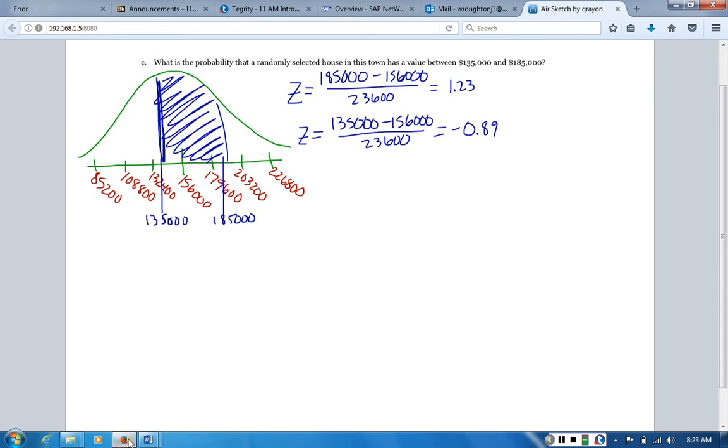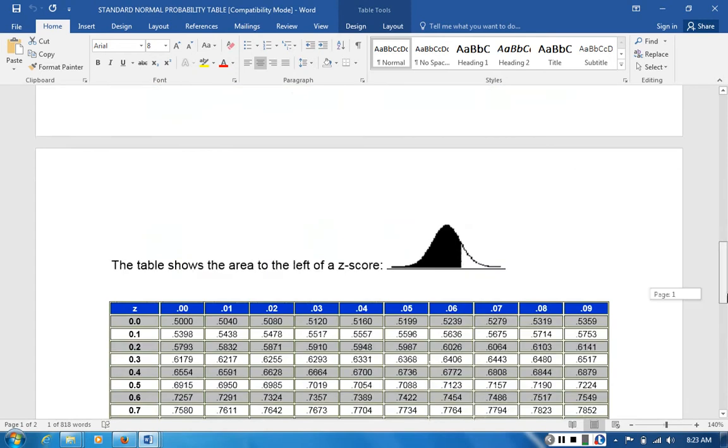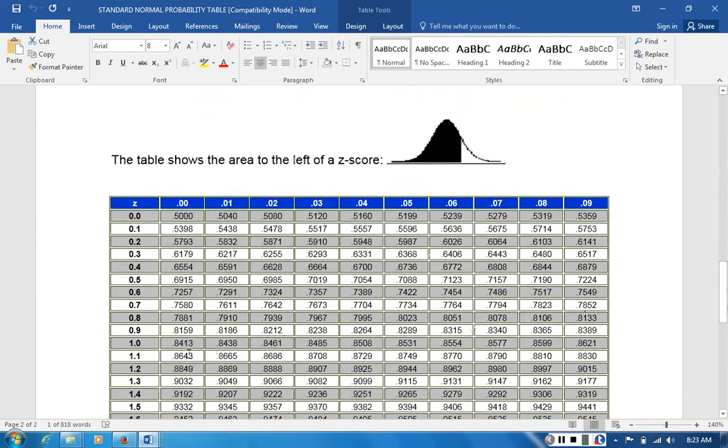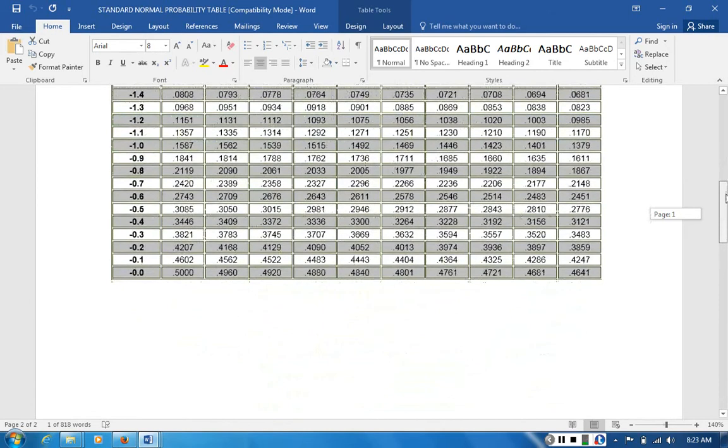I'm going to take each of those numbers now to my table. So let's look up the positive 1.23. Here's the 1.2 part, the 3 as our column, giving me 0.8907 for that number. And we'll do the same thing, go into our table with our negative 0.89. Notice 9 is our last column there. So the negative 0.89 gives us the 0.1867.